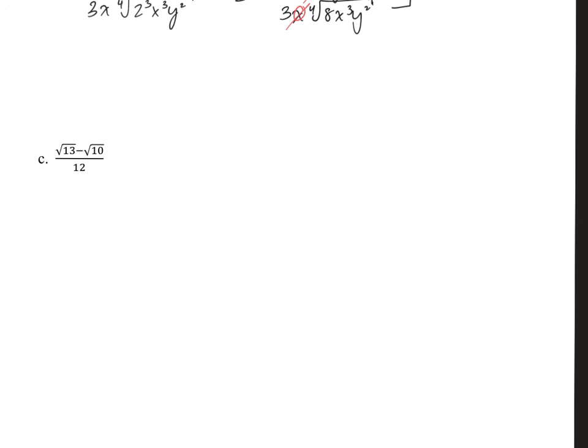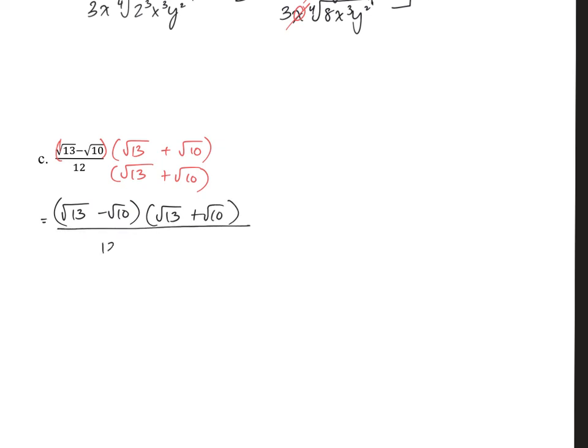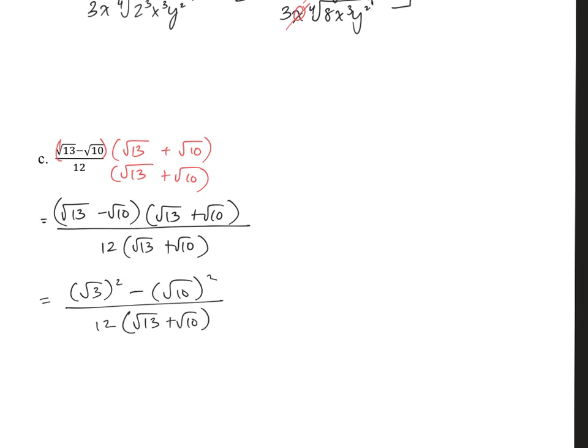Alright, so the conjugate method, multiplying the top and the bottom by the conjugate, which is going to be the plus, and I get root 13 minus root 10 times root 13 plus root 10 all over 12 times root 13 plus root 10. And in the numerator, because we have those conjugates, we'll go ahead and get the difference of squares. When we take those squares, they'll go ahead and so-called cancel out.